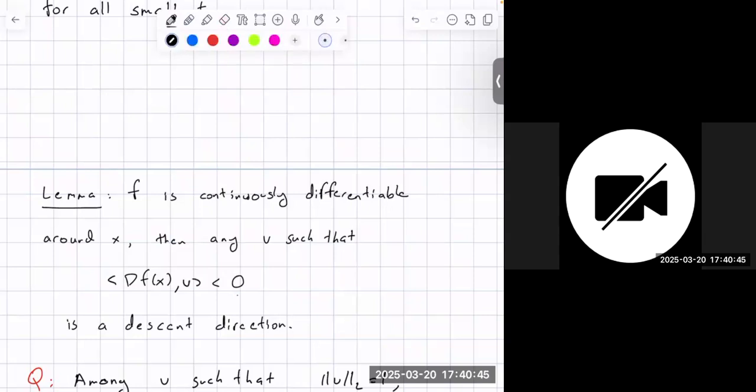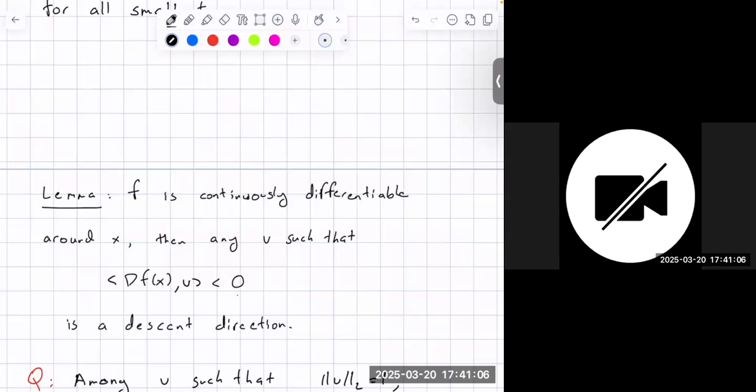If you're thinking, how am I going to find the descent direction? You just need to find somebody that satisfies this relationship. When you dot with the gradient of your objective, it gives you a negative number. Okay. And now maybe let's think about it. I got a whole bunch of options. Which one is the best?